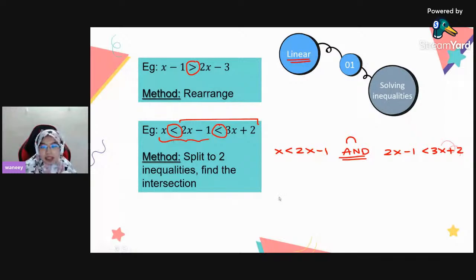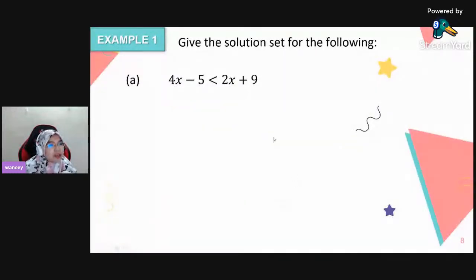Okay, next, let us see some examples. Give the solution set for the following. For a solution, we can have two types: you can either write your solution in set form or in interval form. So set or interval. For this question, give the solution set, so I basically want it in set form. Later on in example 2, we are going to see how we can write them in interval form.